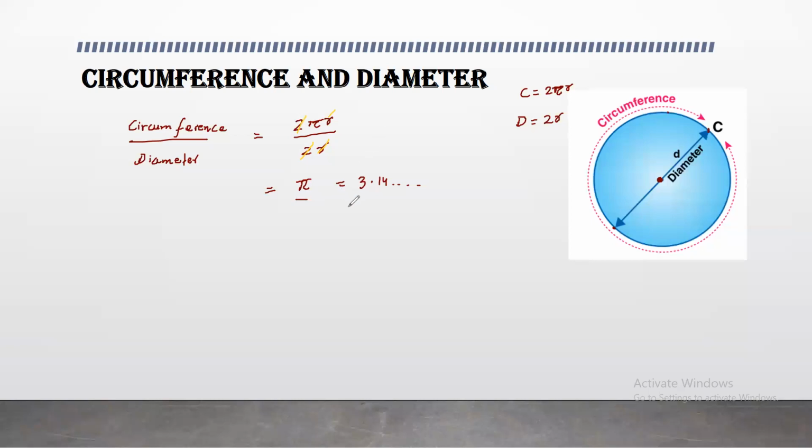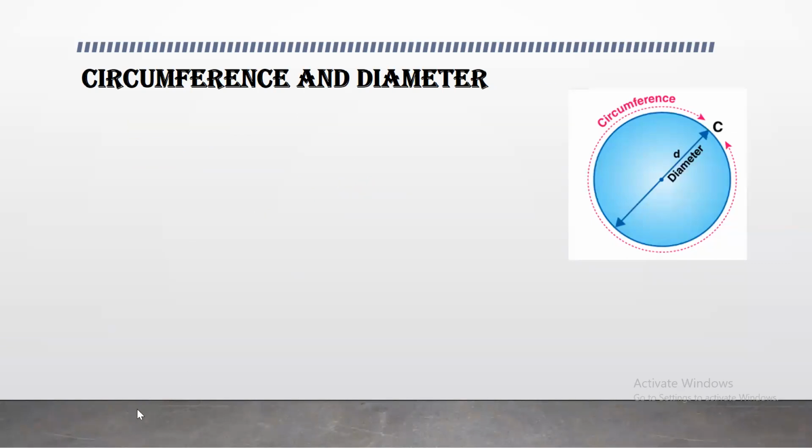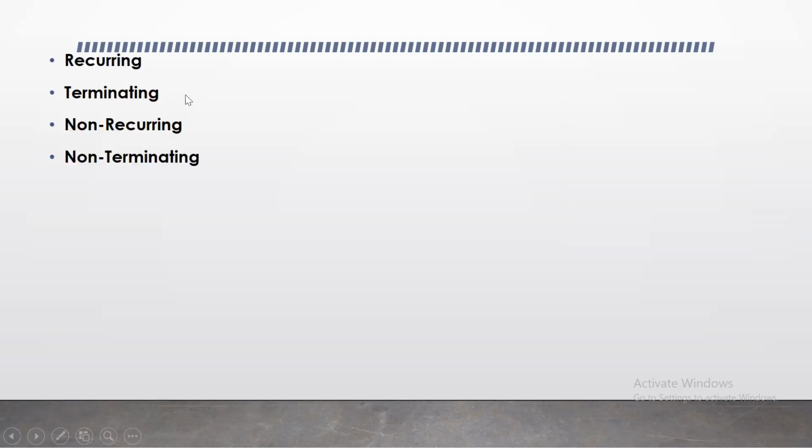I will discuss a few things about when to say recurring and non-recurring. Basically, pi is an irrational number. But remember that sometimes we relate pi with 22 over 7. So now I will talk about the relation of pi with 22 over 7. Before that, we must know what is recurring, terminating, non-recurring, non-terminating. Recurring is basically a number which repeats infinite times after the decimal.